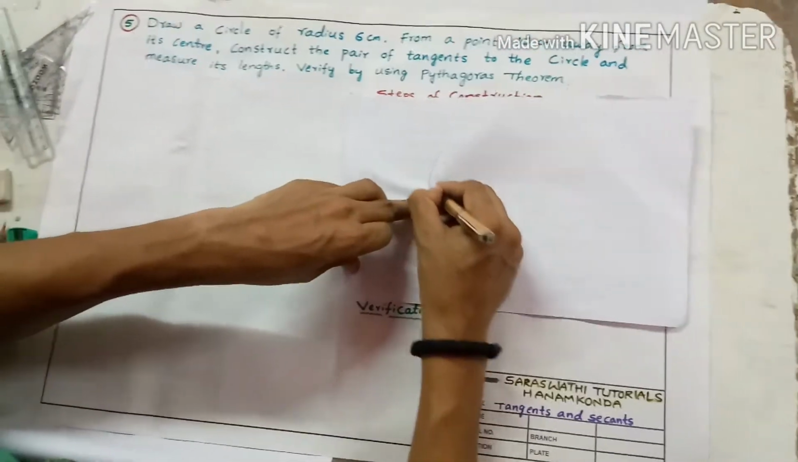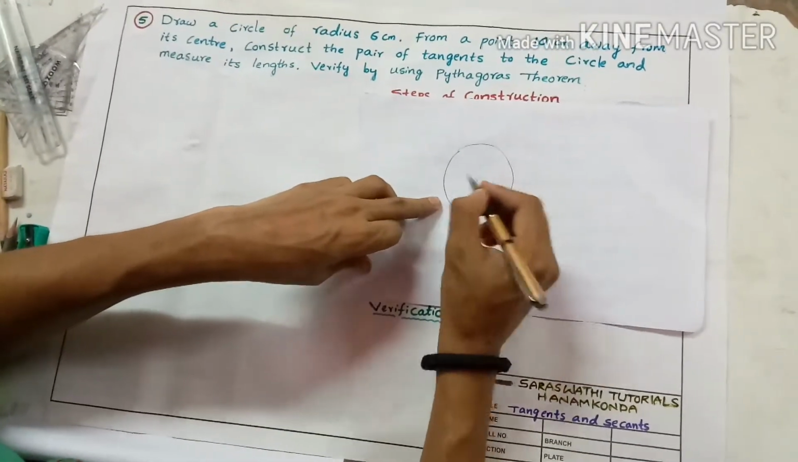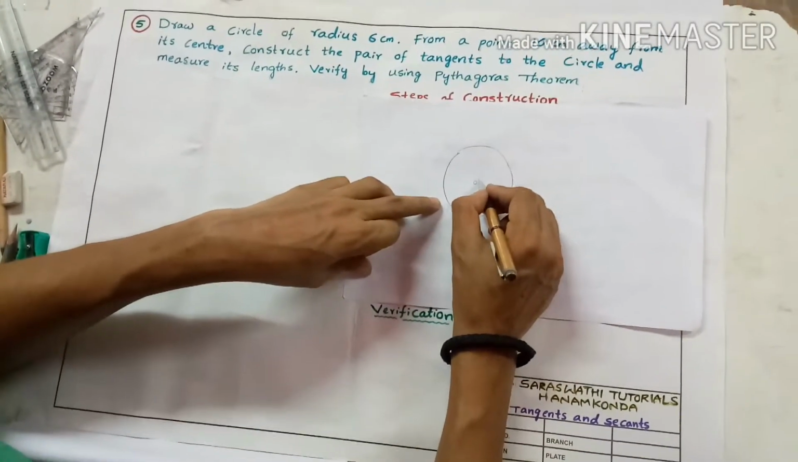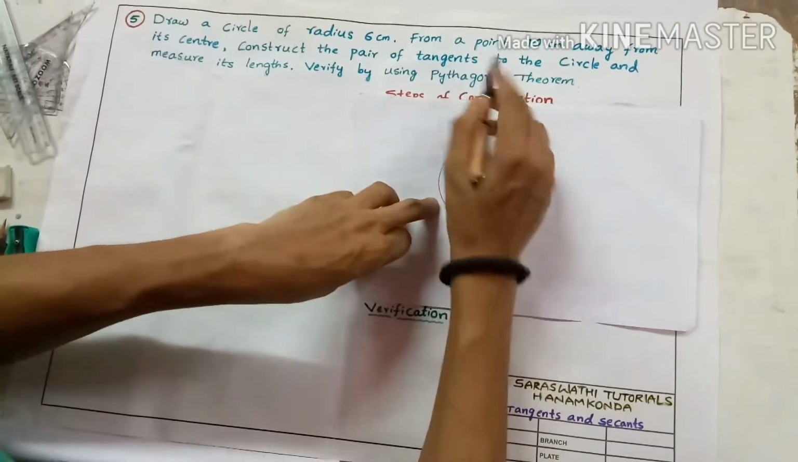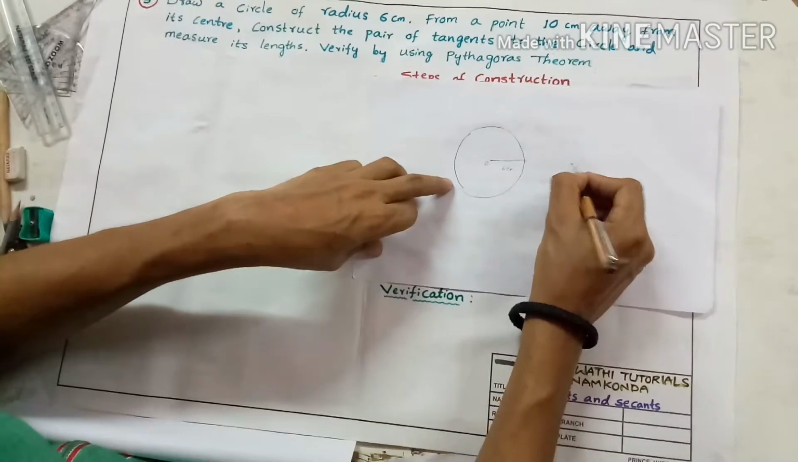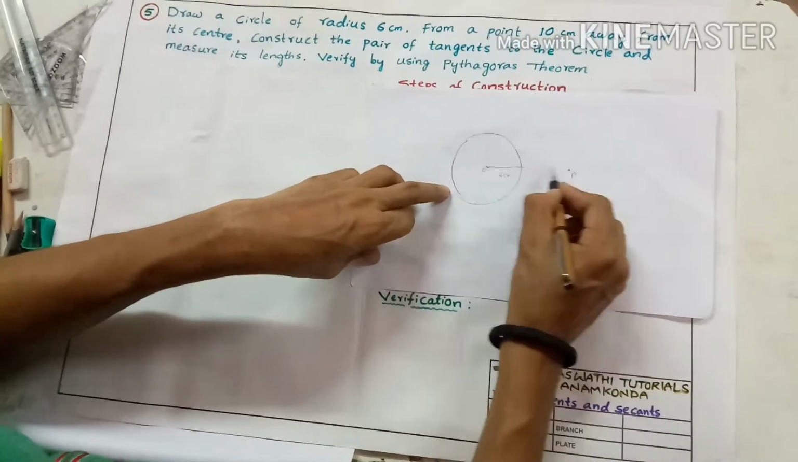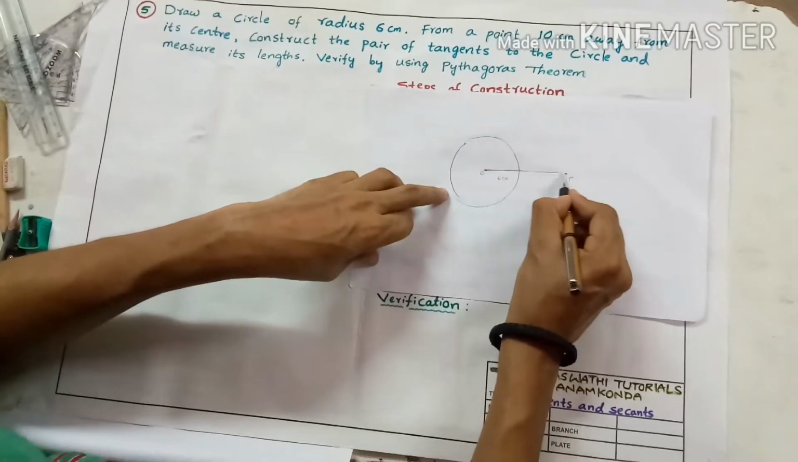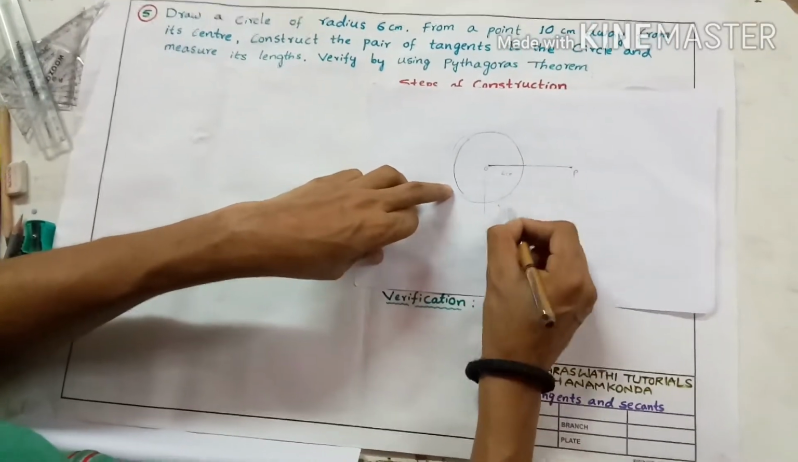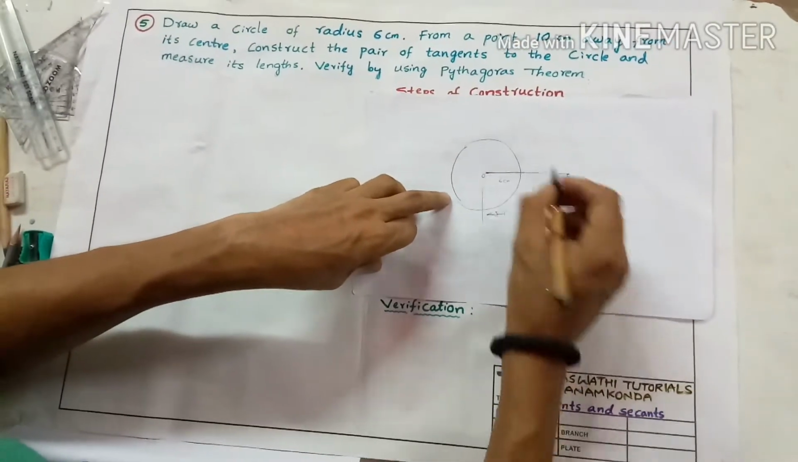Okay. So first draw a circle of radius 6 centimeters. Let the circle center be O and we have drawn it with radius 6 centimeters. And from a point 10 centimeters away from its center, that means let us take a point P which is 10 centimeters away from O. So OP is 10 centimeters. Draw a line OP of 10 centimeters.